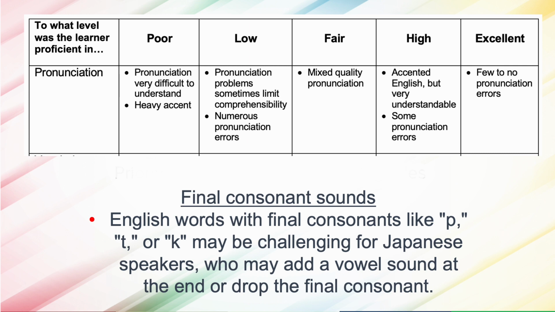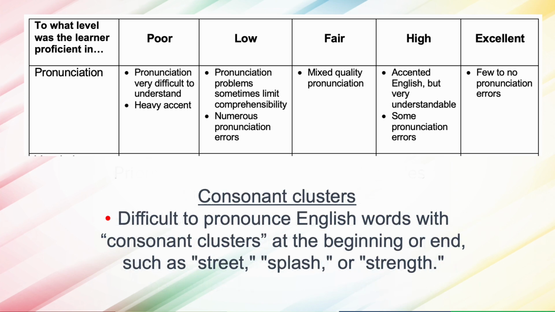Final consonant sounds may be problematic for some Japanese speakers. For example, English words with final consonants like P, T, or K may be challenging for them, who may add a vowel sound at the end or drop the final consonant altogether. There's the issue of consonant clusters, where it's difficult to pronounce English words with multiple consonants at the beginning or at the end of words such as street, splash, or strength.